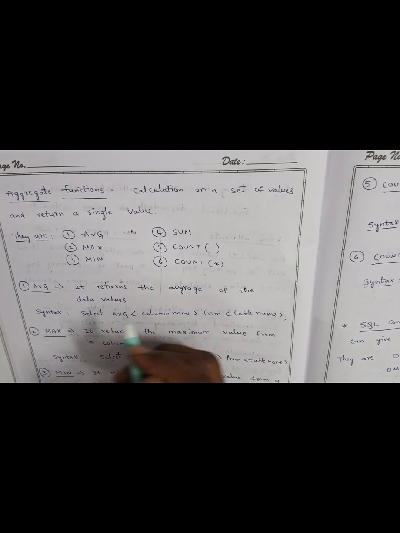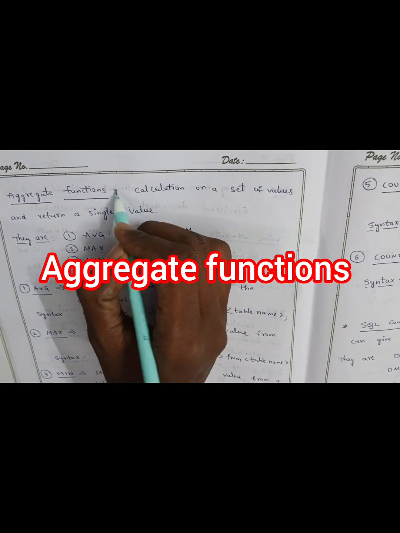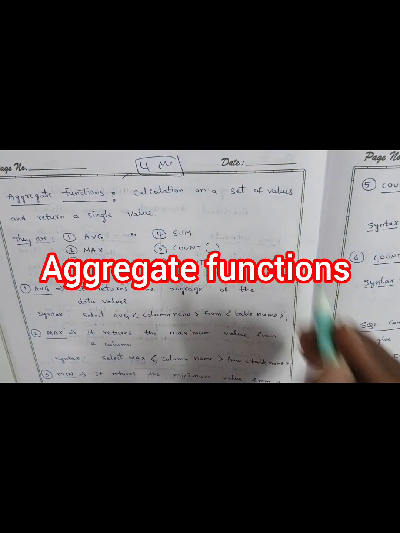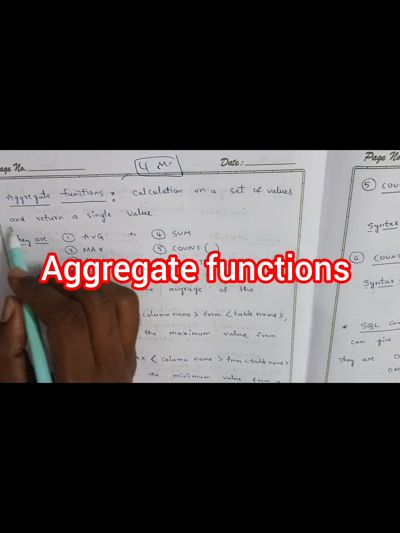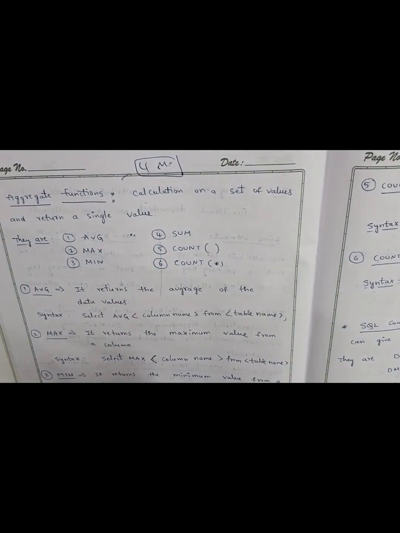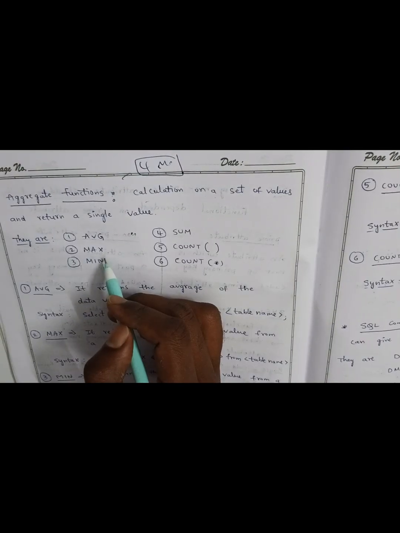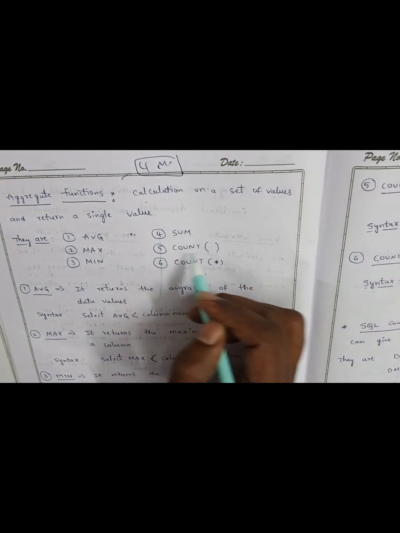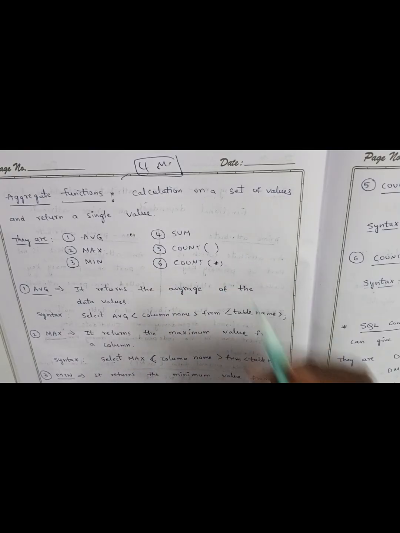Today's very important topic is aggregate functions. These are very important for 4 marks or 8 marks. A calculation on a set of values that returns a single value is called an aggregate function. There are 6 types. First is average, second is maximum, third is minimum, fourth is sum, fifth is count, and sixth is count star.